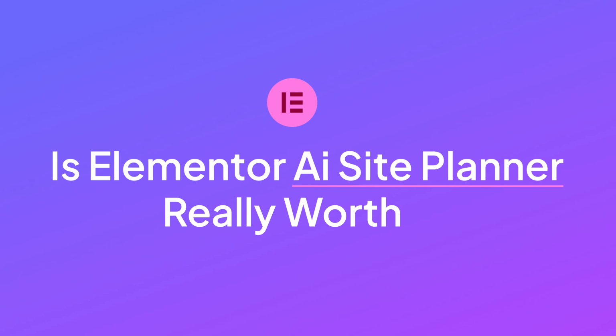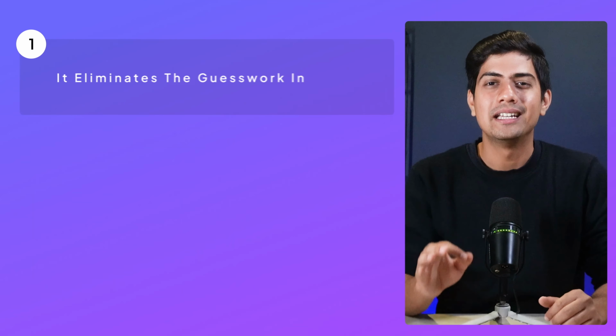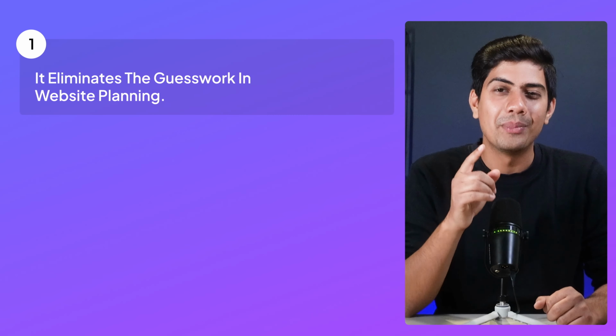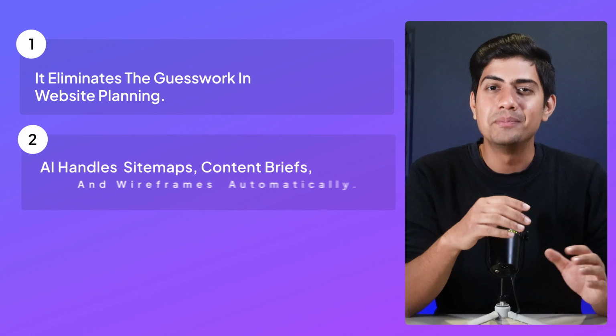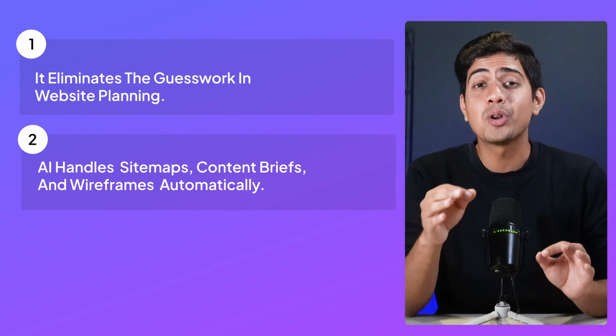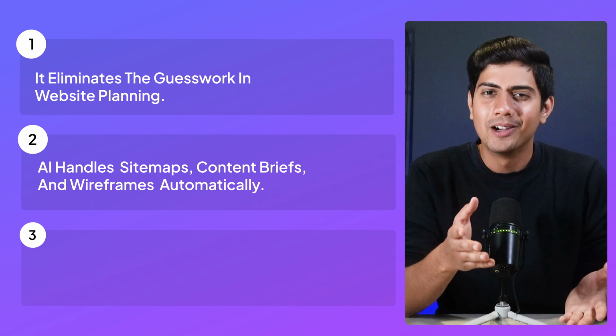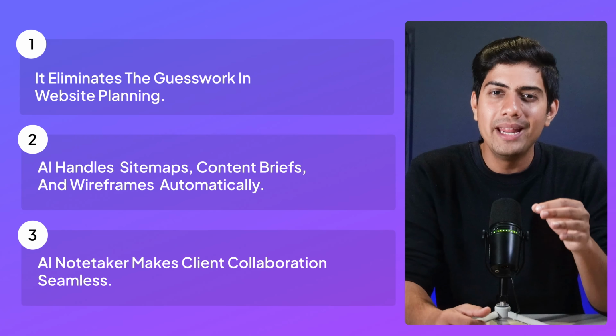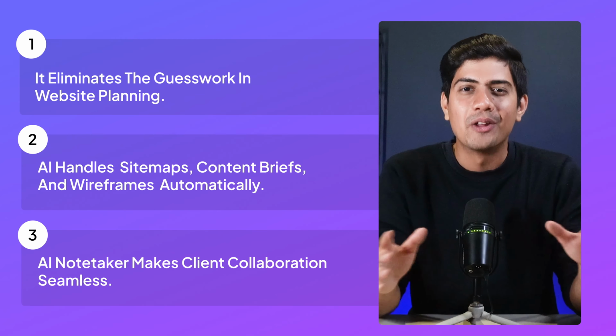Now let's move on to the final thought, which is, is Elementor's AI site planner really worth it? To be honest, in my opinion, absolutely. And let me tell you why. First, it eliminates the guesswork in website planning. Second, AI handles sitemaps, content briefs and wireframes all with itself automatically. Third key point is that the AI note taker makes client collaboration seamless. And of course, at last you can export and import your site structure with ease. I think that was all.